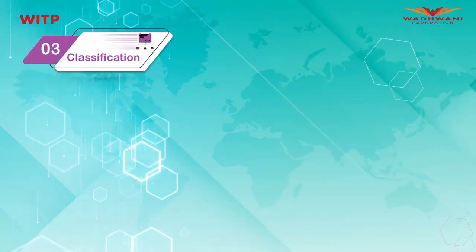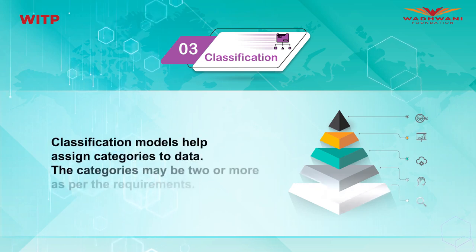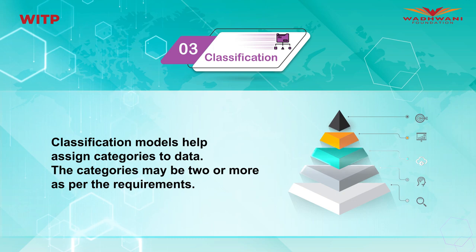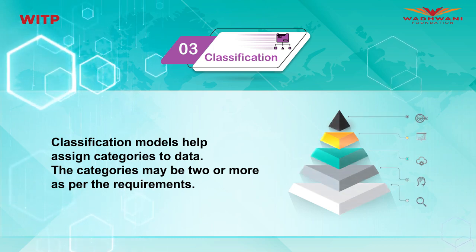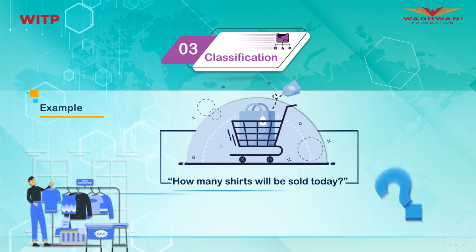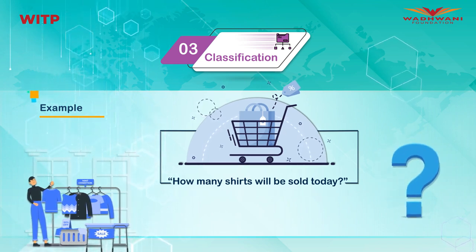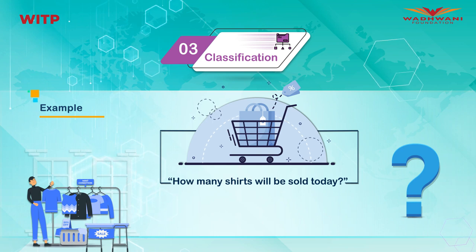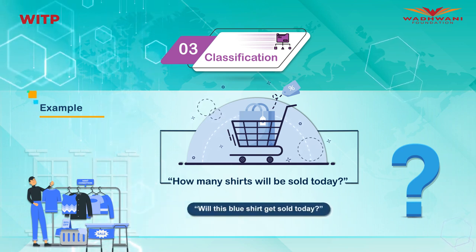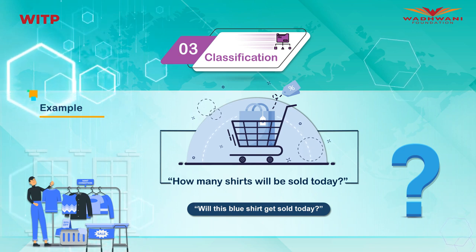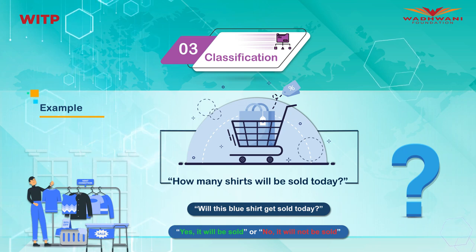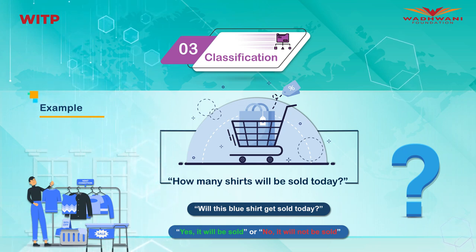And finally, let's take a look at data classification model, which help assign categories to data. The categories may be 2 or more as per the requirements. As an example, in the retail sector, how many t-shirts will be sold today is a prediction problem, where we estimate the number of shirts likely to be sold. Will this blue shirt get sold today is a classification problem with the answer of yes, it will be sold, or no, it will not be sold.